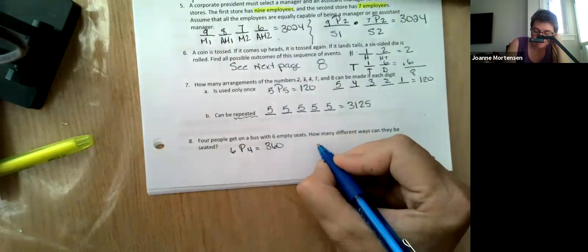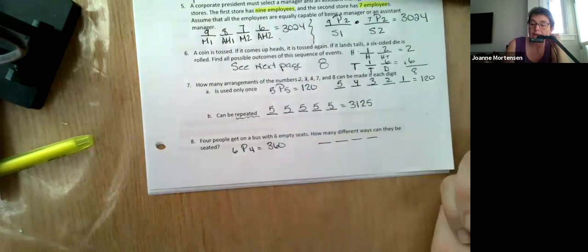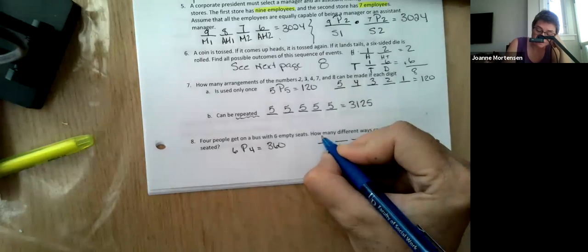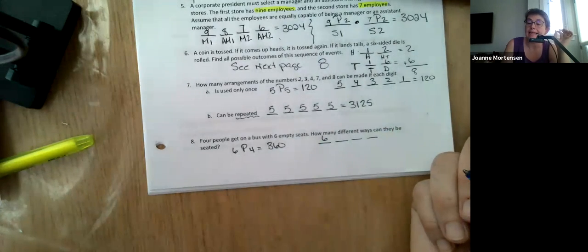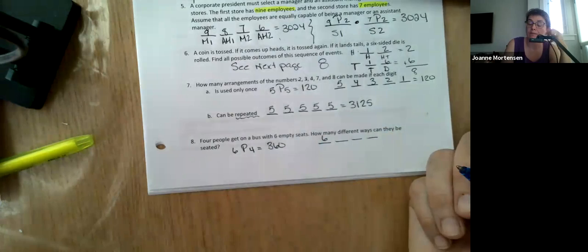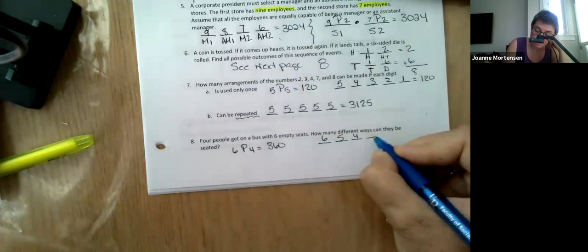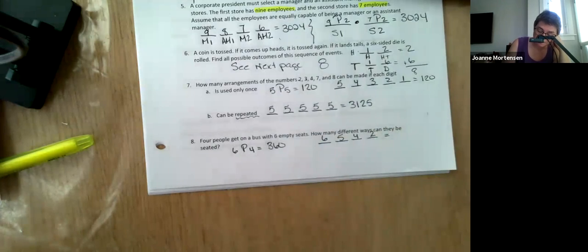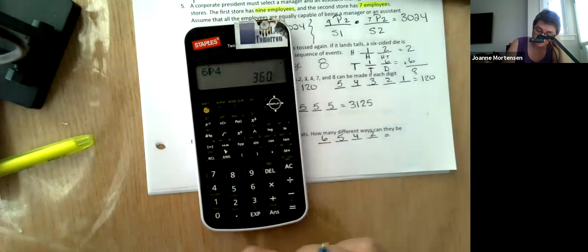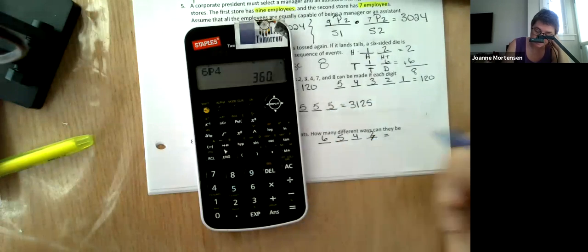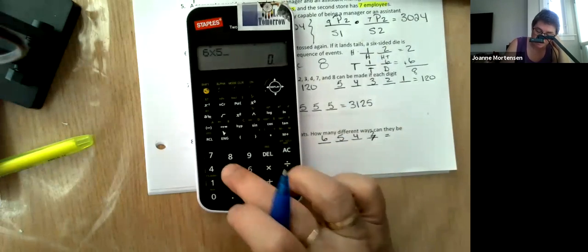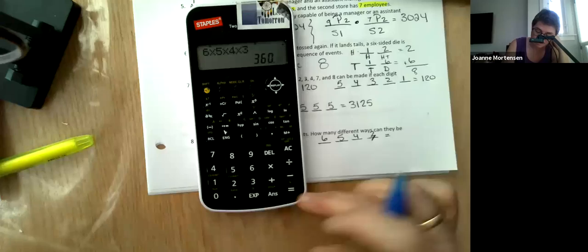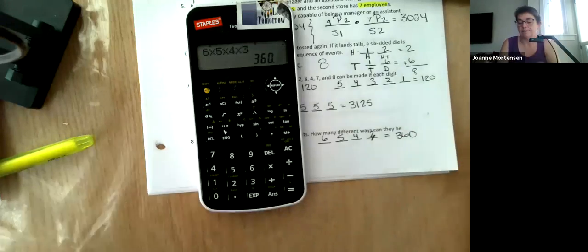Or you can think 1, 2, 3, 4. There's 4 people. And when the first person gets on the bus, there are 6 empty seats that they can choose. 6 choices. So he or she sits down. And then the next person happens, and they have 5 spots left. 4, 3, 2. How about I learn how to count? Try that. 6 times 5 times 4 times 3. Yes. Same answer.